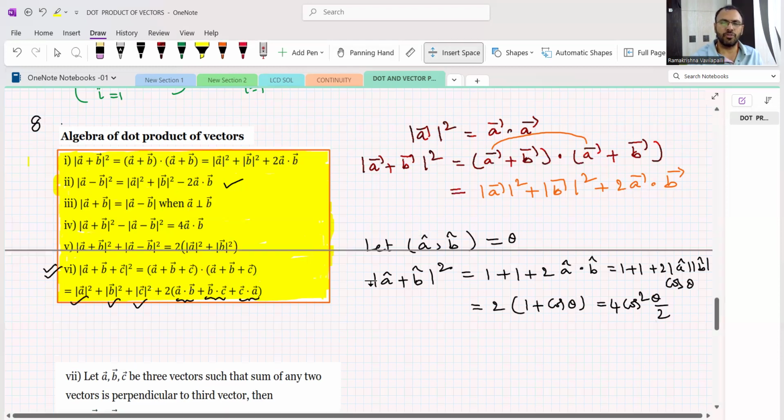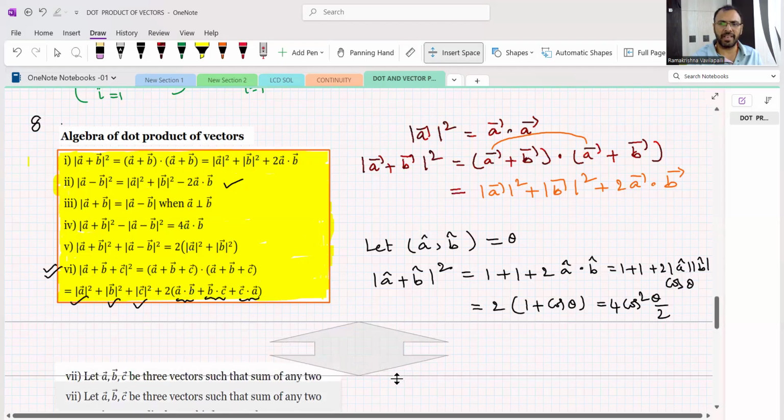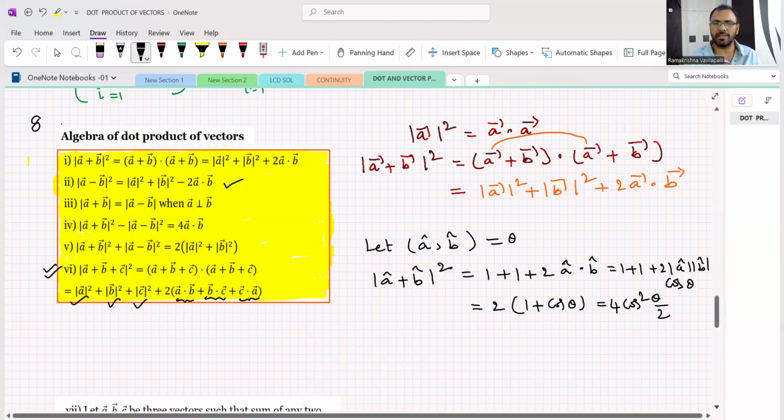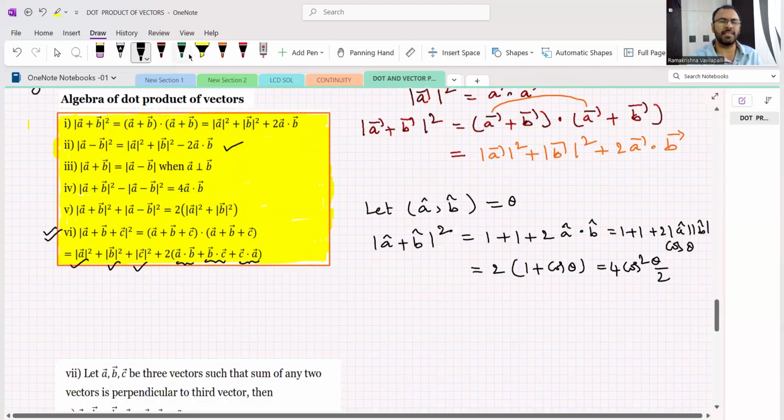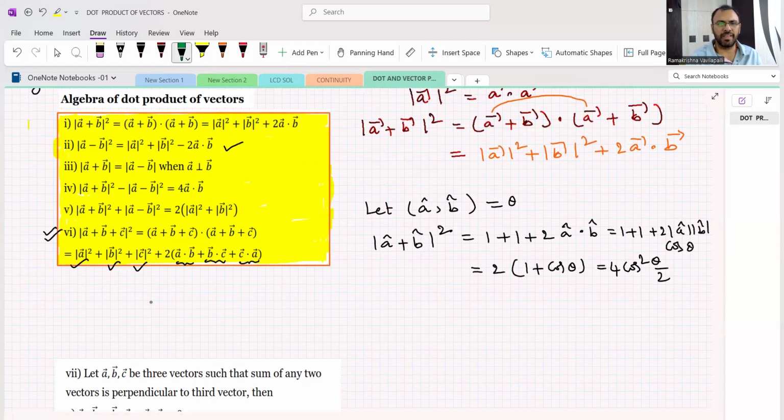In this way, you can use the formulas very effectively using these algebraic identities of dot product of vectors. So we got that the modulus of A bar plus B bar is equal to 2 cos theta by 2. Similarly, the modulus of A cap minus B cap.